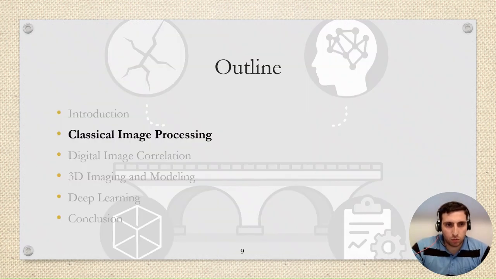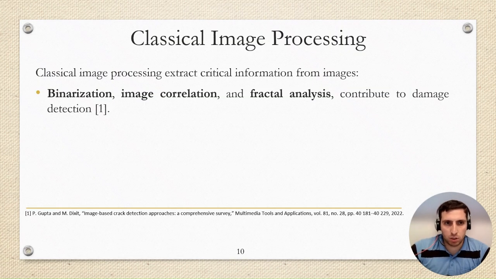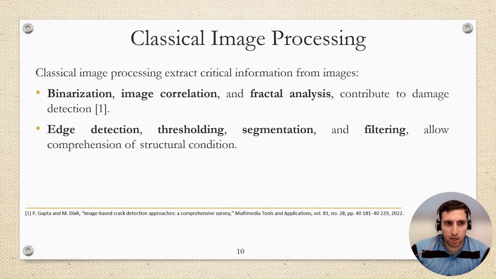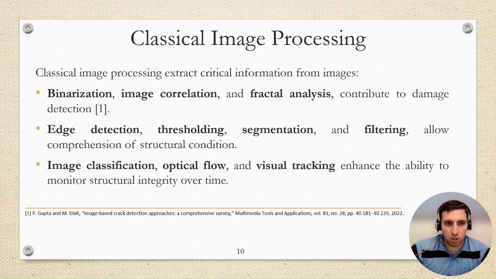And now we will move to classical image processing techniques. Classical image processing extracts critical information from images. Binarization, image correlation, and fractal analysis contribute to damage detection. Edge detection, thresholding, segmentation, and filtering allow comprehension of structural condition, and image classification, optical flow, and visual tracking enhance the ability to monitor structural integrity over time.